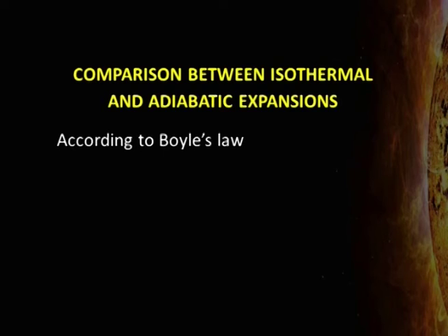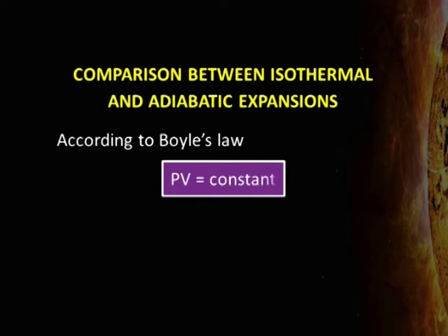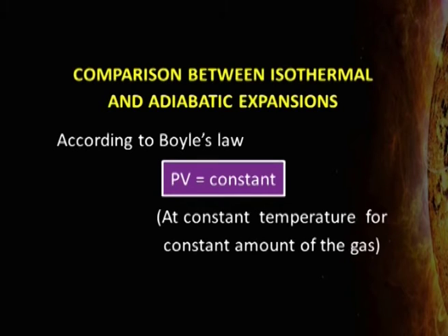Isothermal expansion and adiabatic expansion can be compared with the help of Boyle's law relationship. Boyle's law describes pressure-volume relationship for an ideal gas in isothermal conditions. This relationship is identical in form to the relationship derived for adiabatic expansion. According to Boyle's law, pressure into volume is constant at constant temperature for constant amount of the gas.